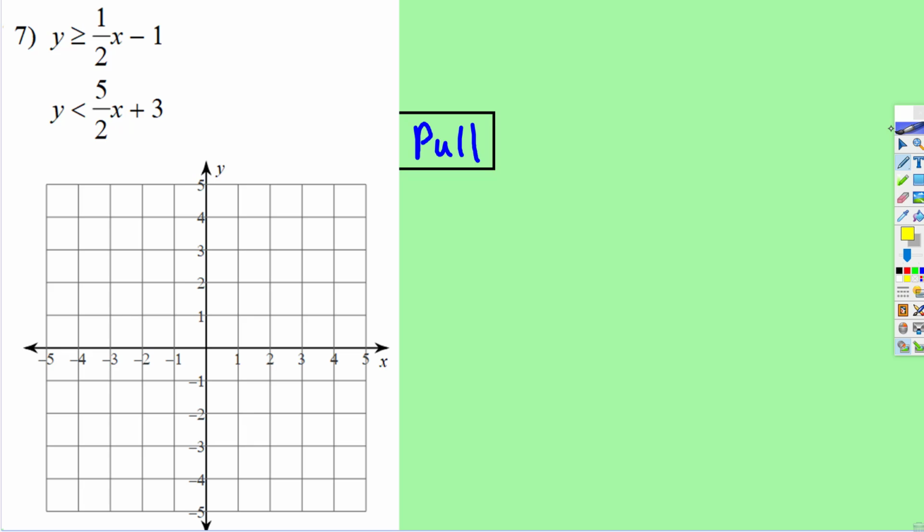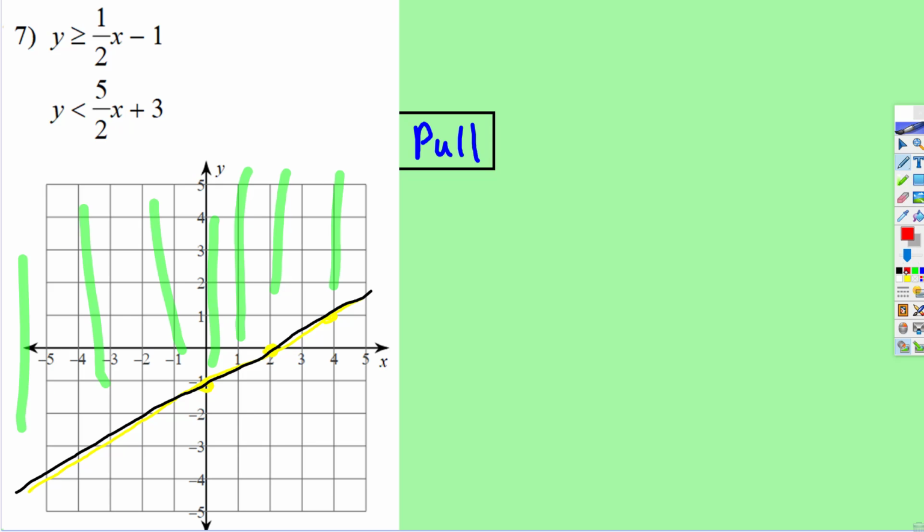So here's another one. This one we'd start down at -1, solid line. We'd go up 1 over 2 and keep doing that. And that line would look about like that. I should have drawn it like this. All right. And this is y is greater than. So everywhere above.